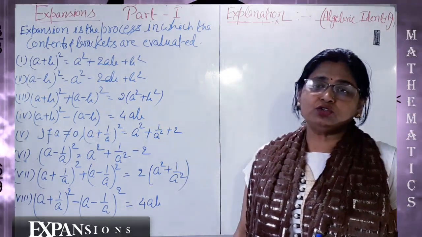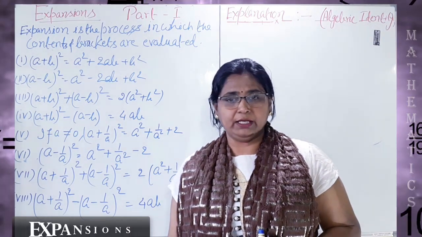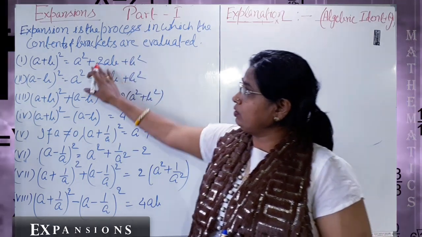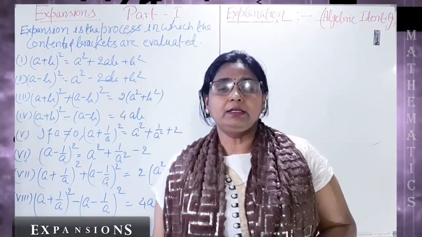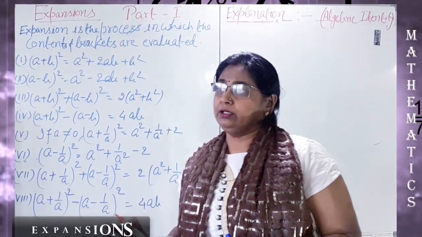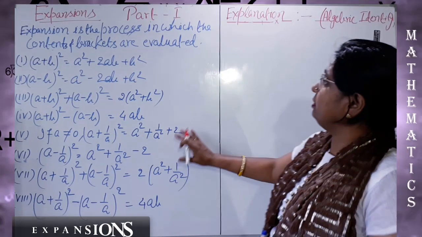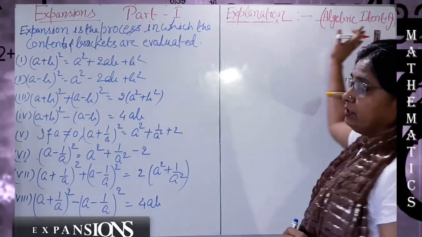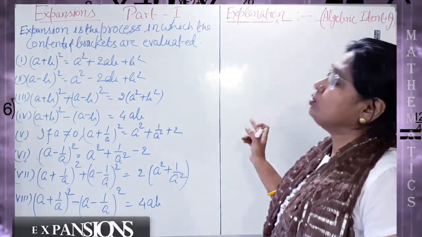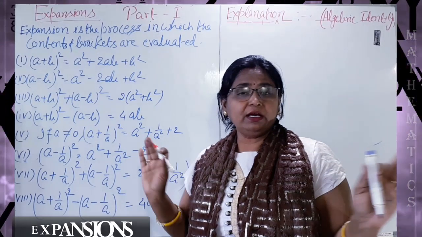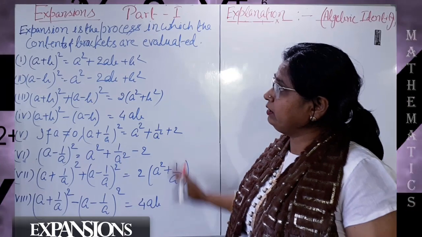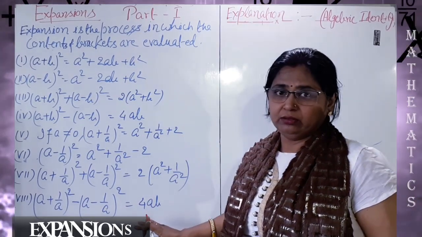An equation which is true for all values of its variable is called an identity. You can see all are in the form of an equation. An equation that is true for all values of its variable is called an identity, so we can also say algebraic identity. In class 7 or 6 it is written as algebraic identity. So don't be confused, expansion and identity are both the same thing. Now I will explain all the expansions one by one.